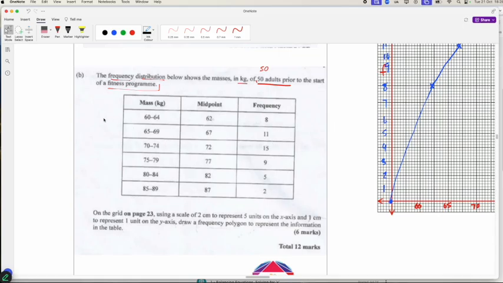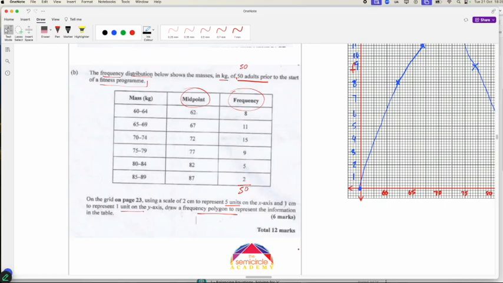And I could see here that we're dealing with grouped data. I could see here that they were kind enough to give us the midpoint, and they were kind enough to give us the frequency. And I'm guessing if I add all of this up, I will get 50. All I have to do here in this question, using a scale of 2 centimeters to represent 5 units and 1 centimeter to represent 1 unit, is draw a frequency polygon. That's all you have to do.